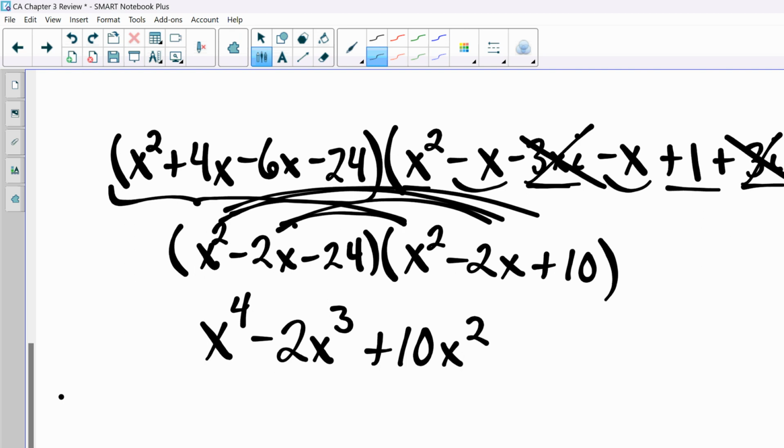Then we multiply through with negative 2x. Negative 2x times x squared is negative 2x cubed. Negative 2x times negative 2x is going to be plus 4x squared. And negative 2x times 10 is negative 20x.